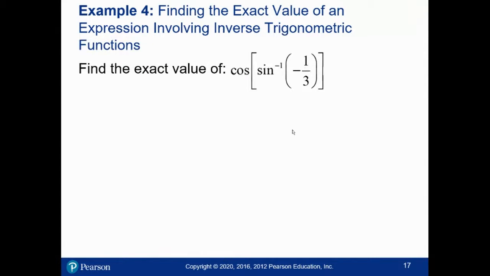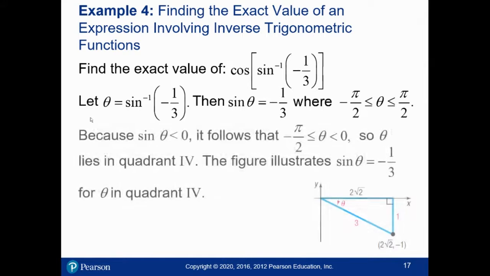Cosine of arcsine of minus 1/3. So arcsine says I'm in quadrant 4 or I'm in quadrant 1. If the sine of the angle is negative 1/3, which quadrant are we in? We have to be in quadrant 4. If I want the sine to be negative 1/3, I want the y-coordinate over the radius to be 1/3, but I want it to be in quadrant 4 so that this y-coordinate is actually negative.